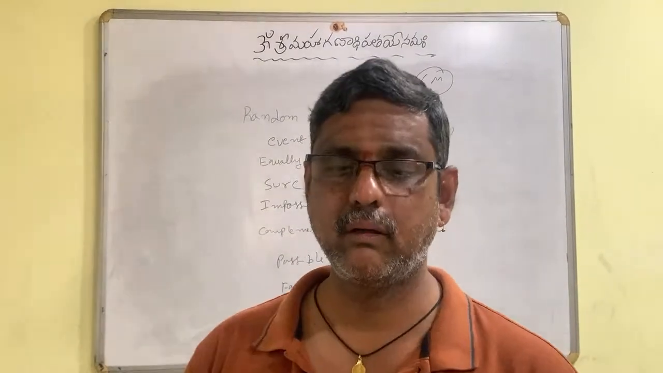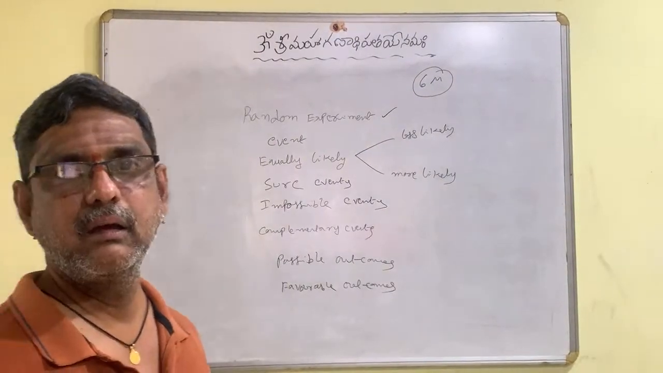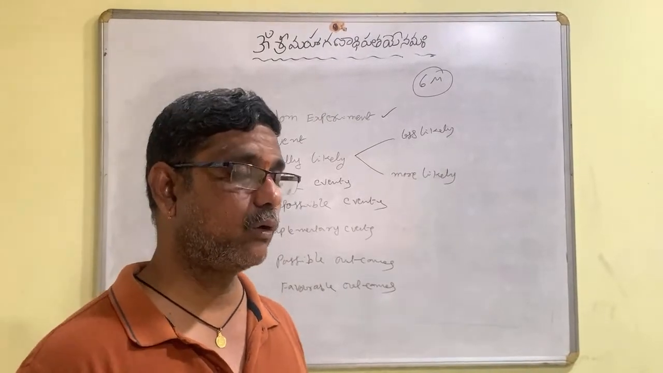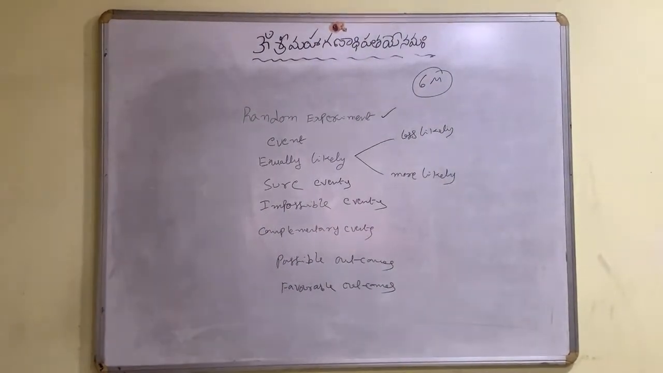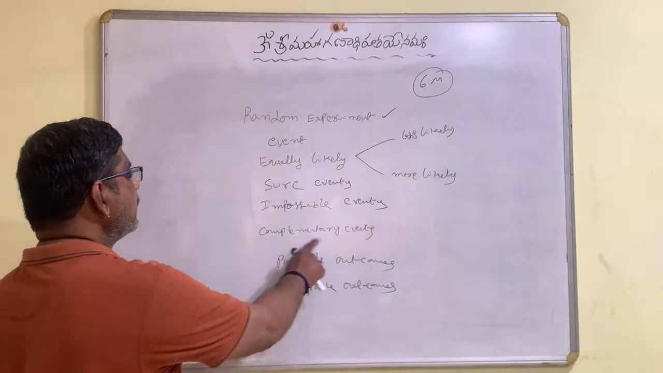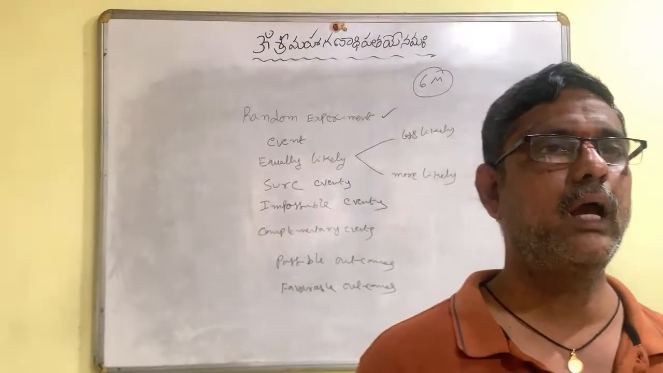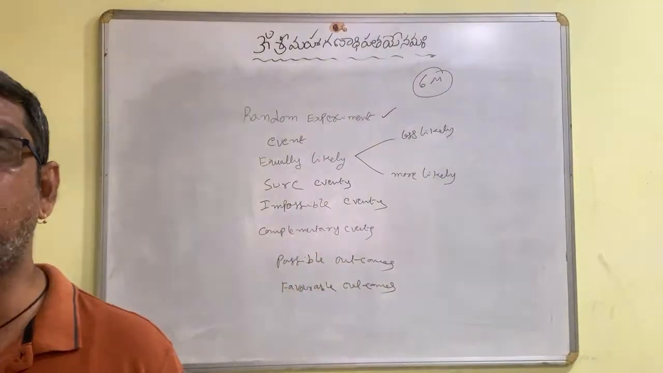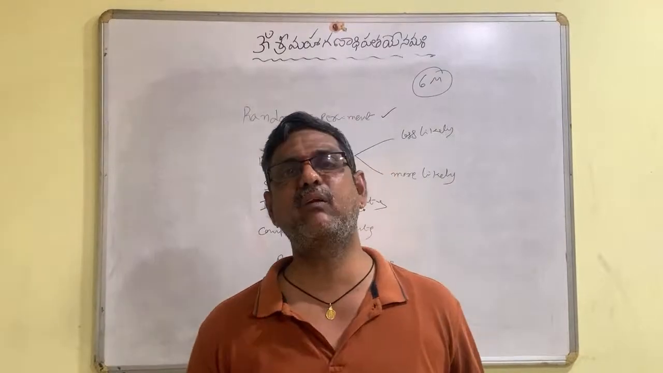Sum of probabilities? 1 by 6 plus 5 by 6 is 1. So if the probability of two events in an experiment, not 2 or more, only 2 events, if their sum is 1, they are called complementary events. Example, probability of getting 1 and probability of getting greater than 1. When a die is rolled, probability of getting 1 is 1 by 6 and probability of getting greater than 1 is 5 by 6.